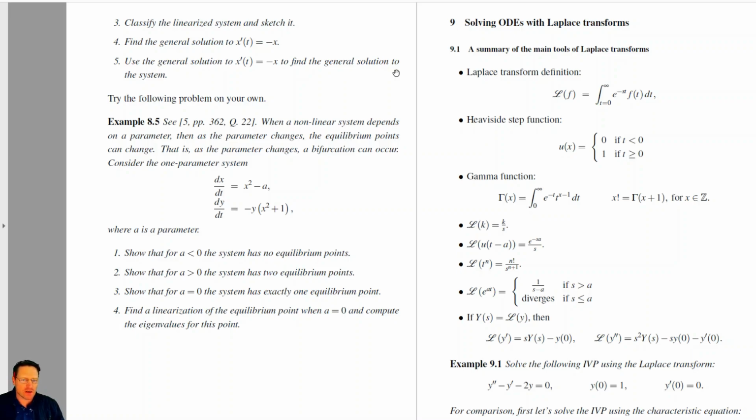It says when a nonlinear system depends on a parameter, then as the parameter changes, the equilibrium points can change. That is, as the parameter changes, a bifurcation can occur. Yeah, we call this a bifurcation when the parameter, say, drifts over time, right?